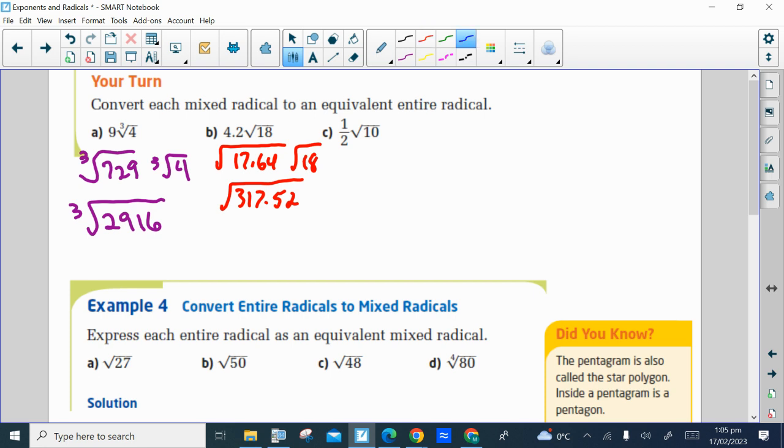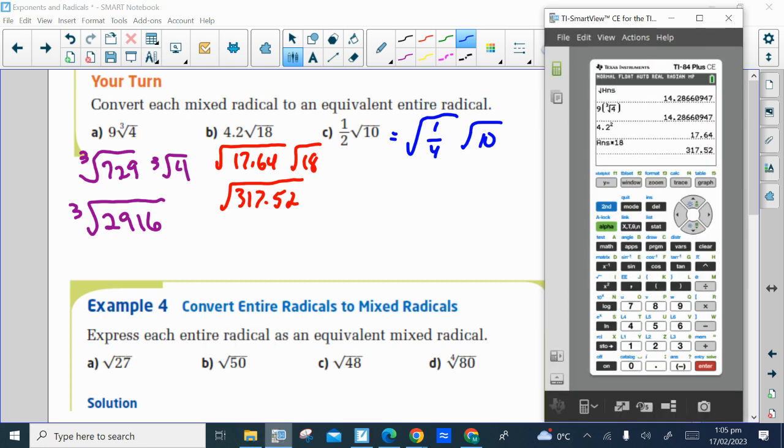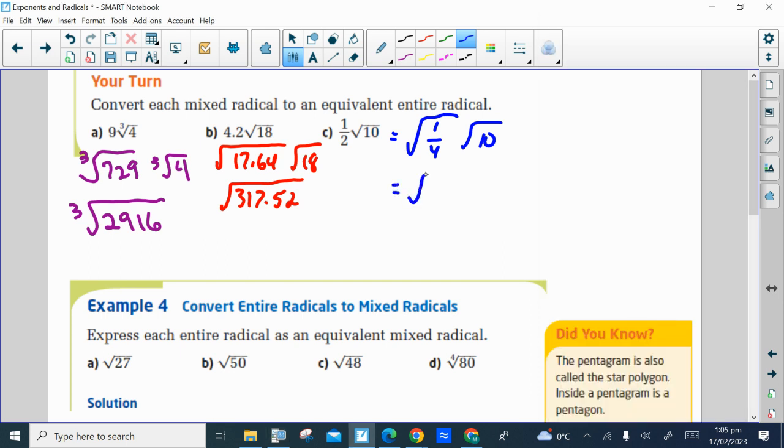Question C, we need to write the 1/2 as a radical, and we can do that by squaring it. If you square the half, you're going to square the top number and the bottom number. This will be the same thing as the root of 1/4 times the root of 10. The square root of a quarter is a half. And now if we multiply those together, and again you can do it on your calculator, you can go in brackets 1 divided by 4. There's 1/4. And that's multiplied by 10. You'll get 2.5. So this will be the root of 2.5.